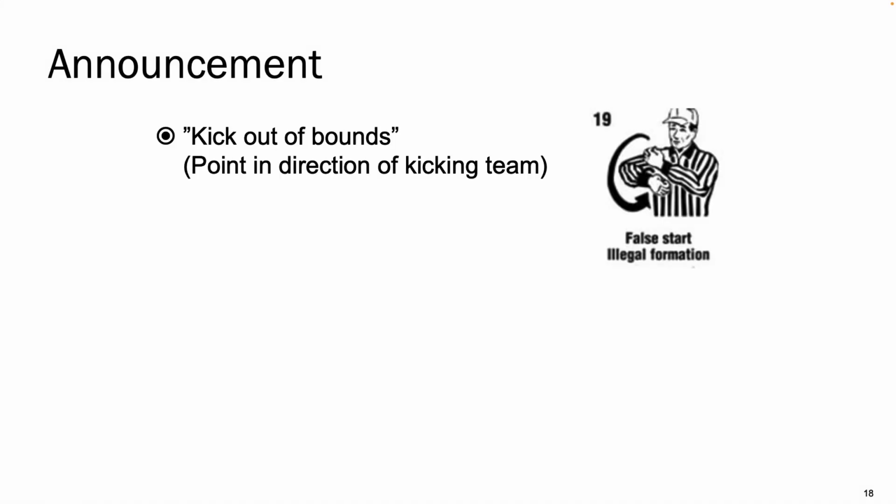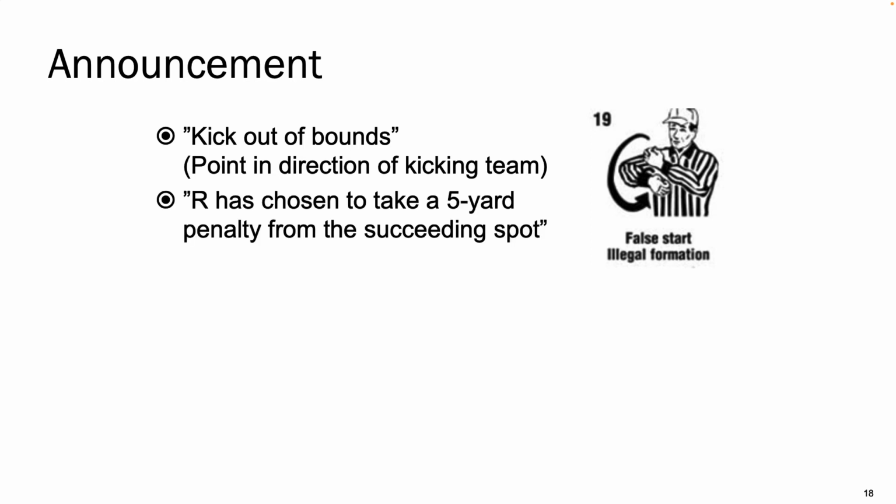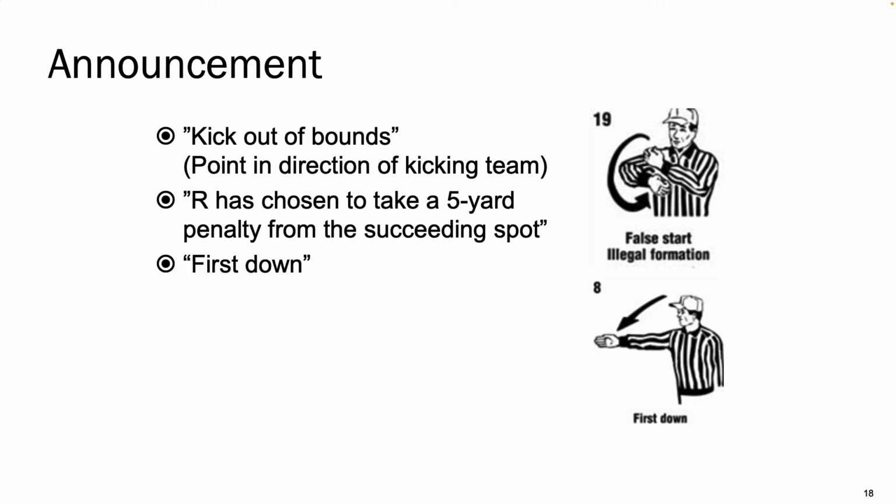But how will we announce this? Kick out of bounds, which is our sort of rolling arms signal. R has chosen to take a 5-yard penalty from the succeeding spot. First down. Pretty simple.